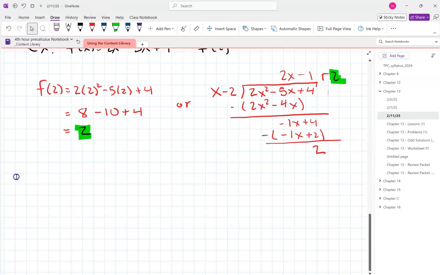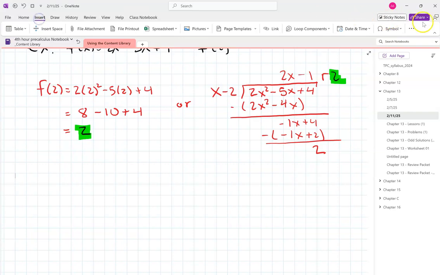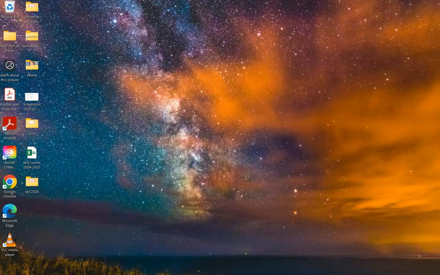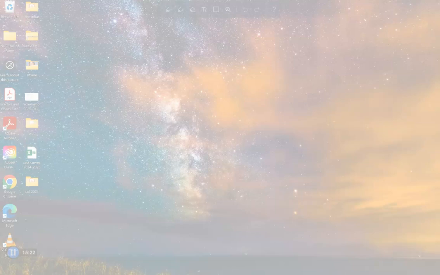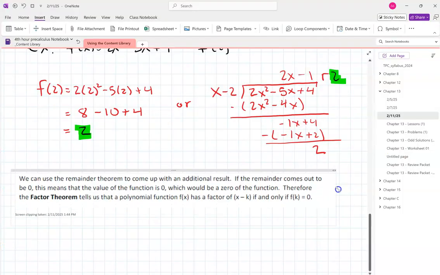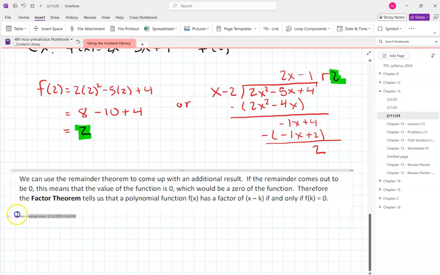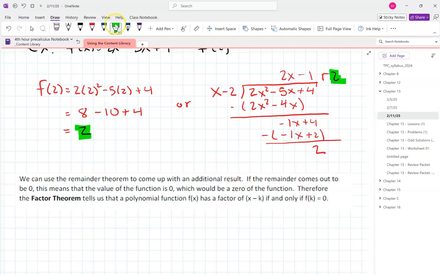So if we combine that observation with the remainder theorem that we just looked at, we can make what we call the factor theorem, which simply says that if I have some polynomial f of x, then it has a factor x minus k if and only if f of k is equal to 0.